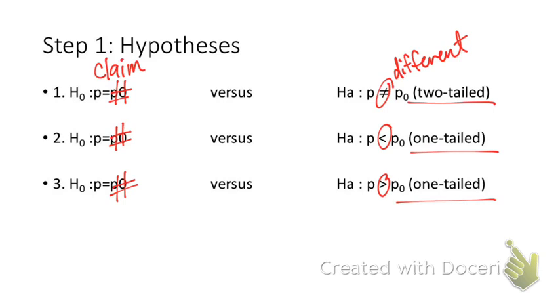Number 2 is a left tail and number 3 is a right tail. So you could even put left and right.